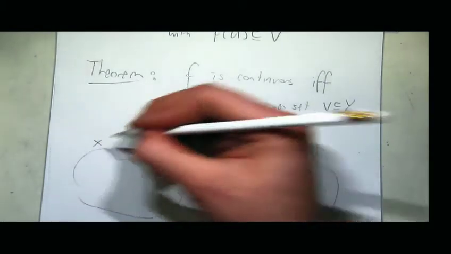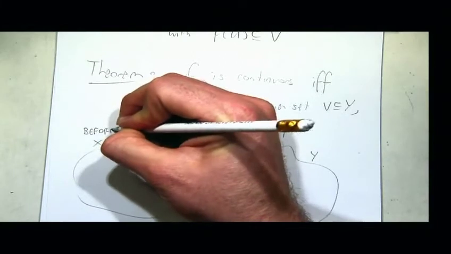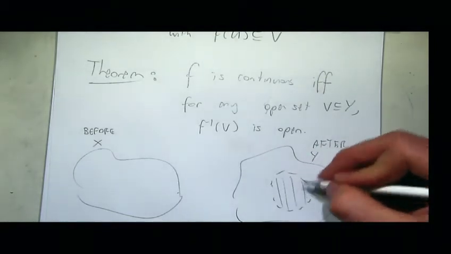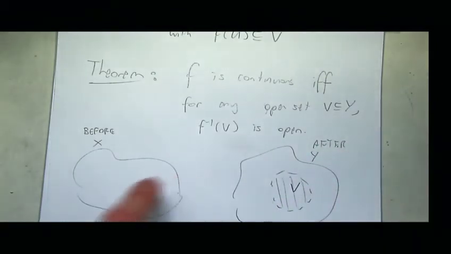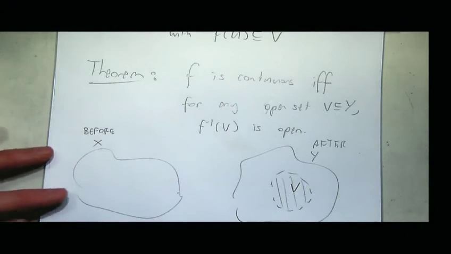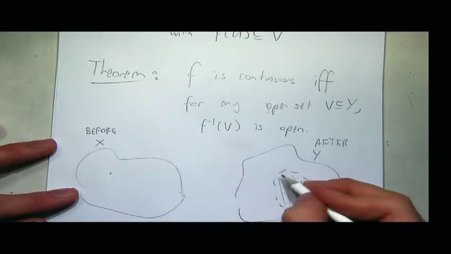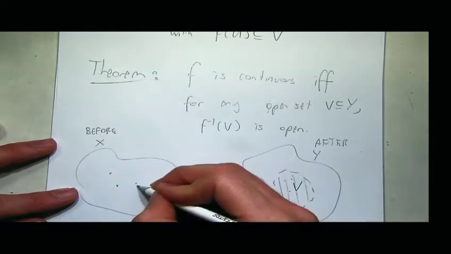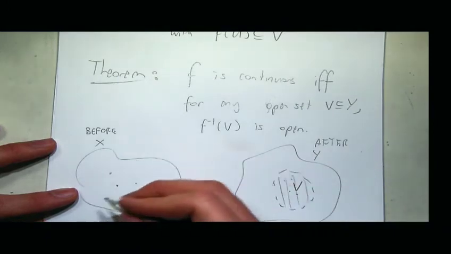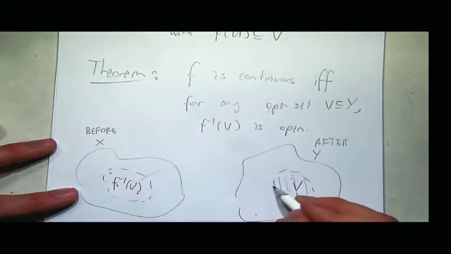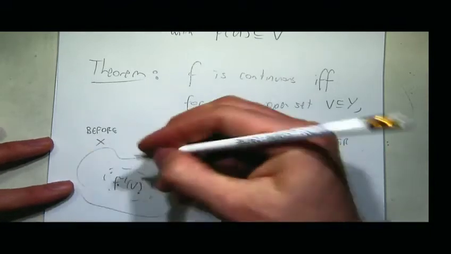So that's saying here's Y, here's X, this is my before, this is my after. No matter which open set I pick here, that's my V. If I go back and figure out all of the points that end up here, that's what f inverse V means. If I go back and go, right, this point ends up there, this point ends up there, this point ends up there, and I find all of those points, this is the pre-image of V. Okay, so it ends up in that spot there. This is open as well.